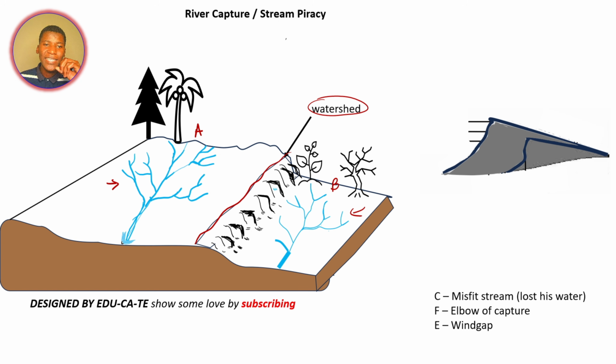Let us look at the direction of flow of the following rivers. River A is flowing towards that direction. And river B is also flowing towards the same direction. But now, what will happen? River B will erode backwards. To be particular, we are talking about this stream here. You can see this tributary here that is joining river B.